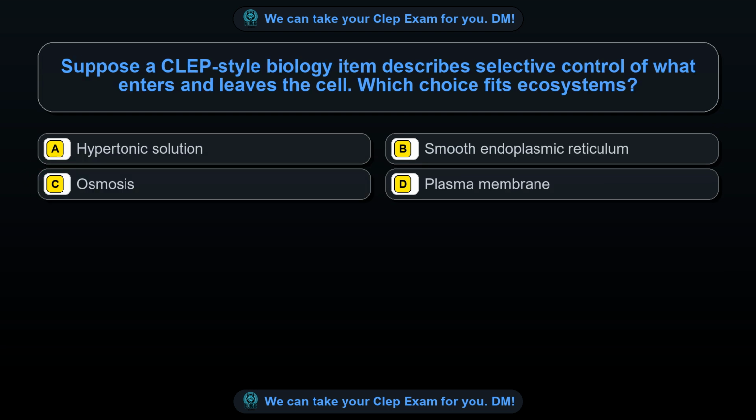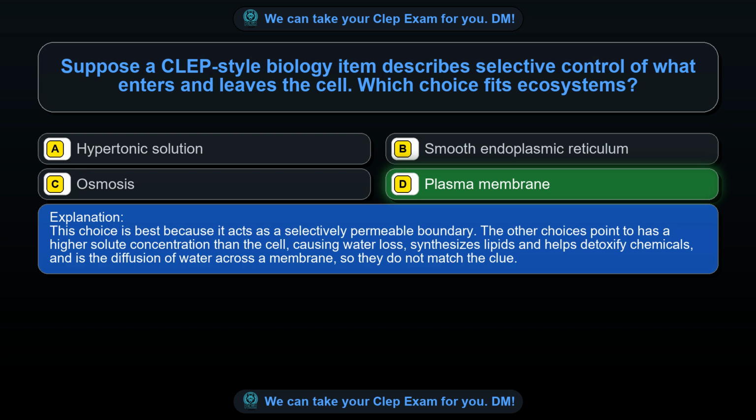Question 52. Suppose a CLEP-style biology item describes selective control of what enters and leaves the cell. Which choice fits ecosystems? Option A, hypertonic solution. Option B, smooth endoplasmic reticulum. Option C, osmosis. Option D, plasma membrane. The correct answer is option D, plasma membrane.